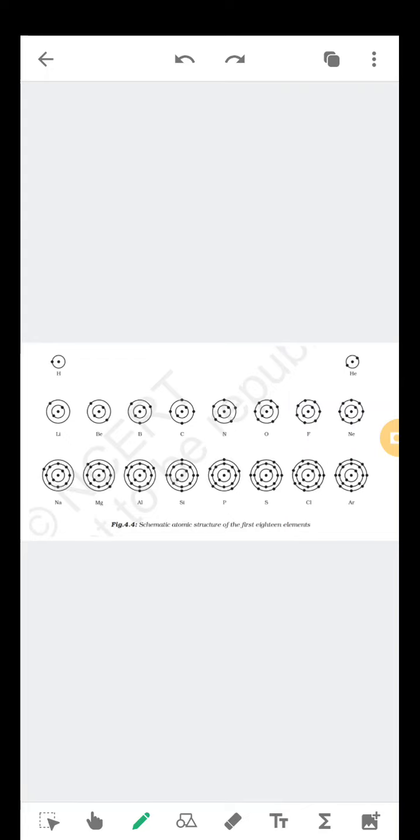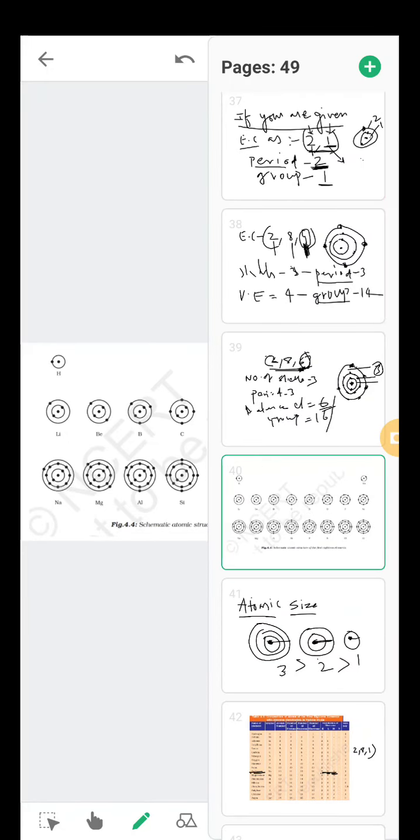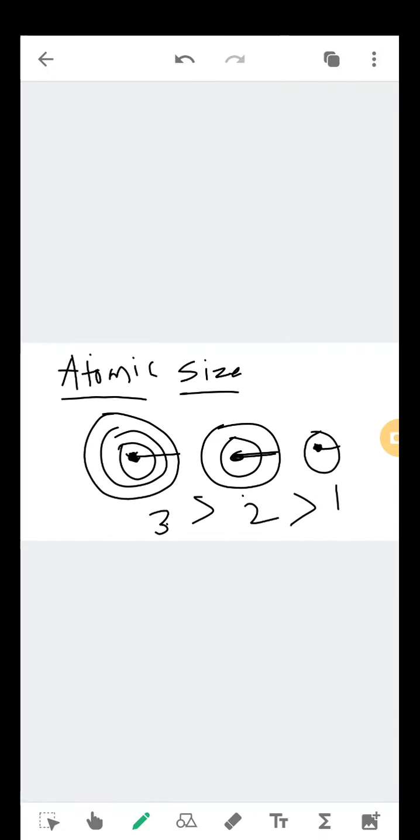Okay, so in this class we will study a new concept, that is nothing but atomic size. Okay, so what is atomic size? Now you know Bohr's model of an atom had nothing but a central nucleus and shells which were surrounding it. So what is atomic size? It is the distance from the center, that is nothing but the nucleus.